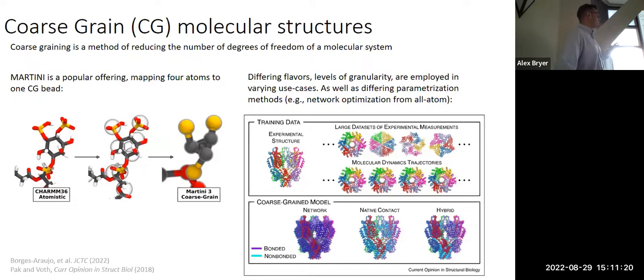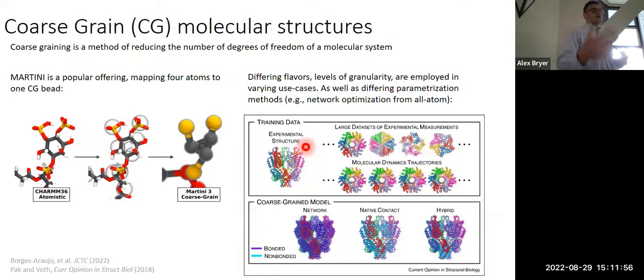There are many different flavors, however, of coarse grain modeling. And these different flavors employ different levels of granularity. Typically that granularity is determined based on the use case, or what questions the scientists seek to answer with their coarse graining endeavor. In this panel, I'm showing a figure from a Greg Voth paper where they parameterize these ultra-coarse multimeric assemblies using principal component analysis to create these sort of hybrid models.